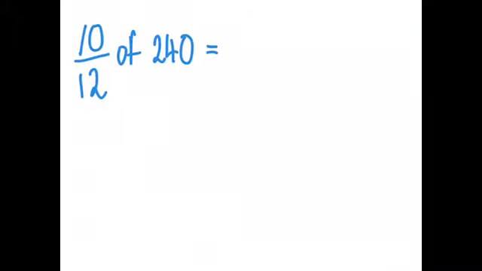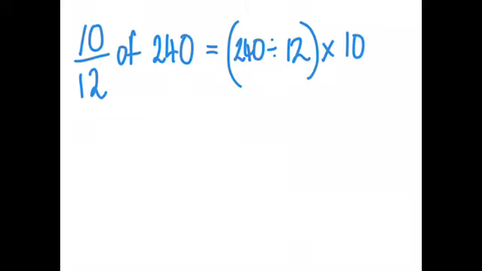Let's see if we can make it 2 with one last one on the fractions. Let's make it really, really hard. Let's go 10/12 of 240. Exactly the same process. Brackets in. 240 divided by what? 12. Multiplied by what? 10. See how you get on with that one.